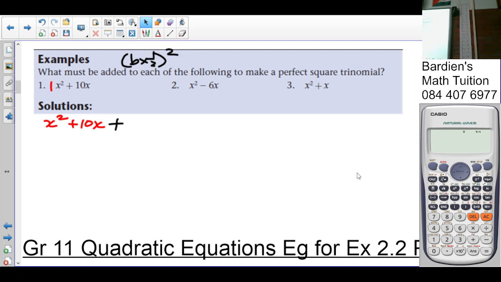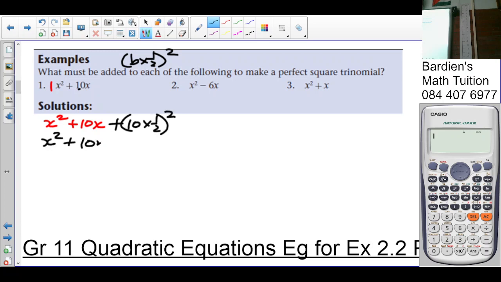Okay. So it's going to be b times half, and it must be squared. What's your b in this case? 10. So it's going to be 10 times half, and it must be squared. So it's going to be x squared plus 10x plus 10 times half squared. So that is what we call a perfect square trinomial. Right. Let's look at the next one quickly.